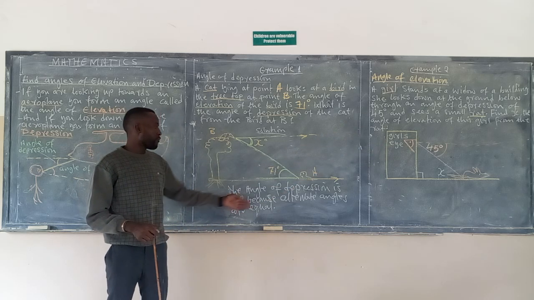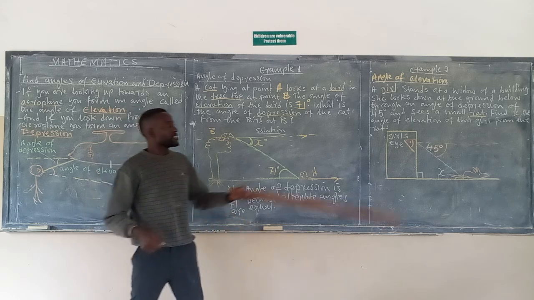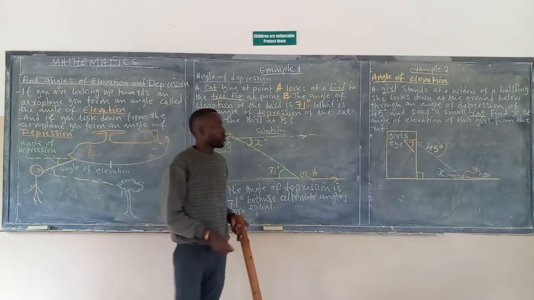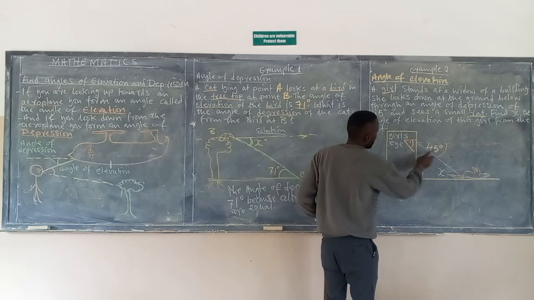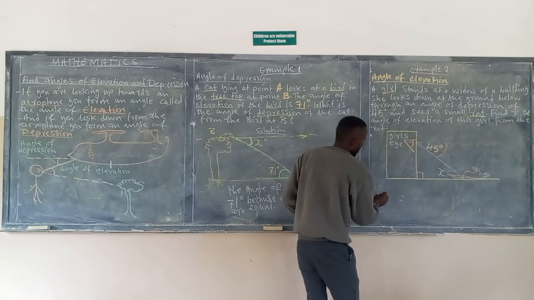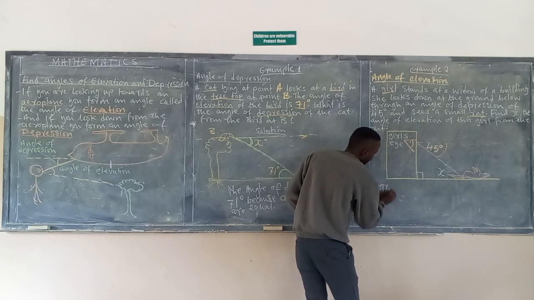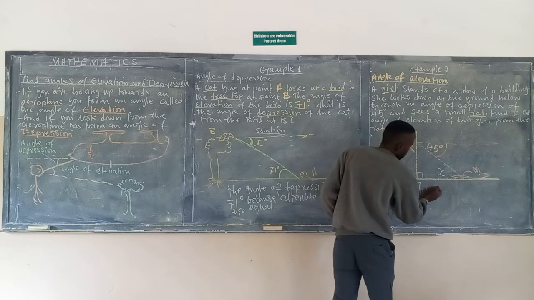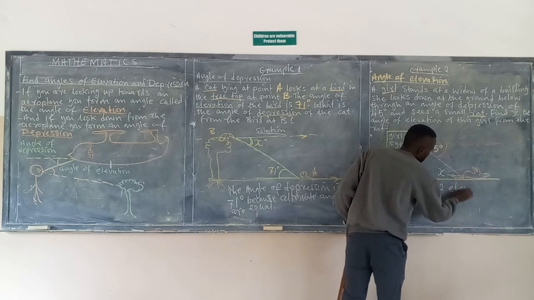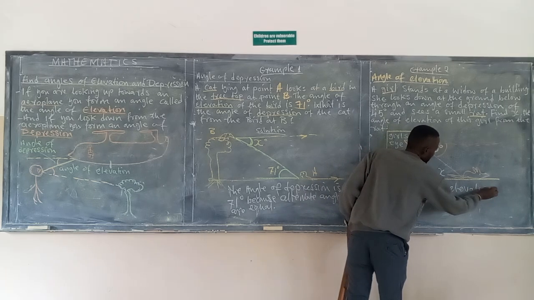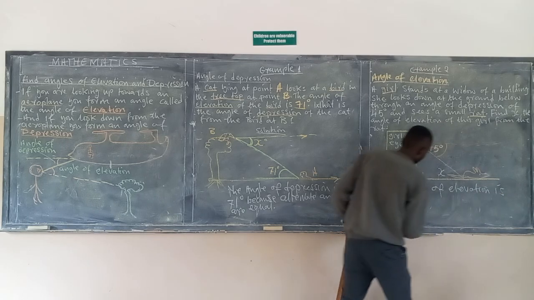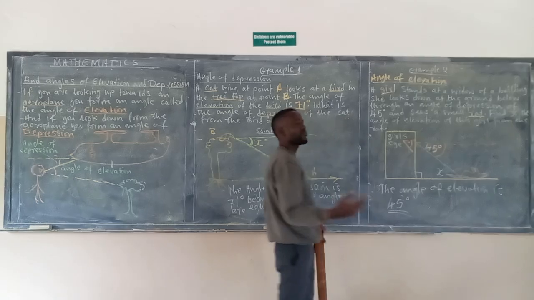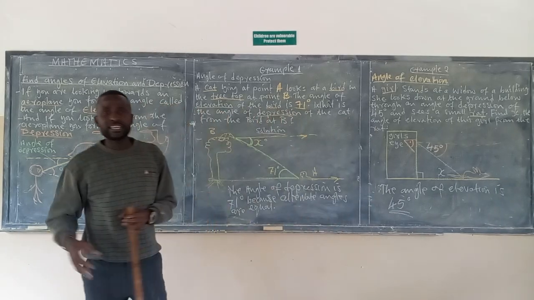By using the rule of alternate angles, they are equal. So if this is 45, also the x is also 45. Straightforward. So we find the angle of elevation, therefore the angle of elevation is 45 degrees. So you see, there's no need of solving here. It's just knowing the angles.